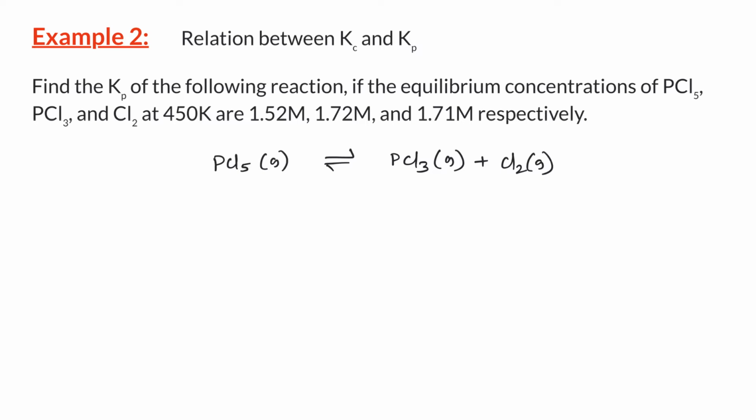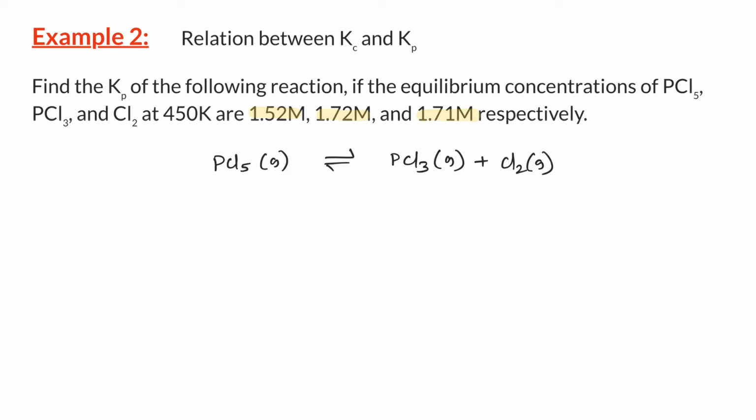And the equation is 1 mole of phosphorus pentachloride decomposes to give 1 mole of phosphorus trichloride and 1 mole of chlorine gas. The equilibrium concentrations of all the reactants and products are already given in the problem. We can use them to calculate the equilibrium constant in terms of concentrations, that is Kc.